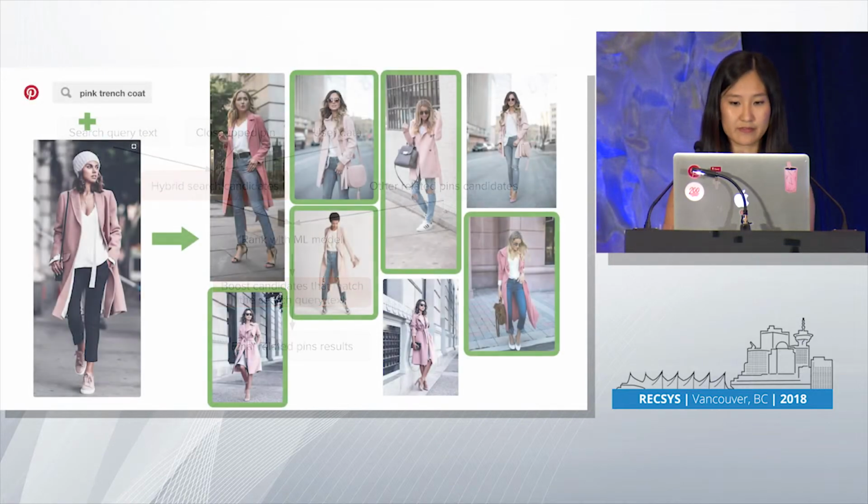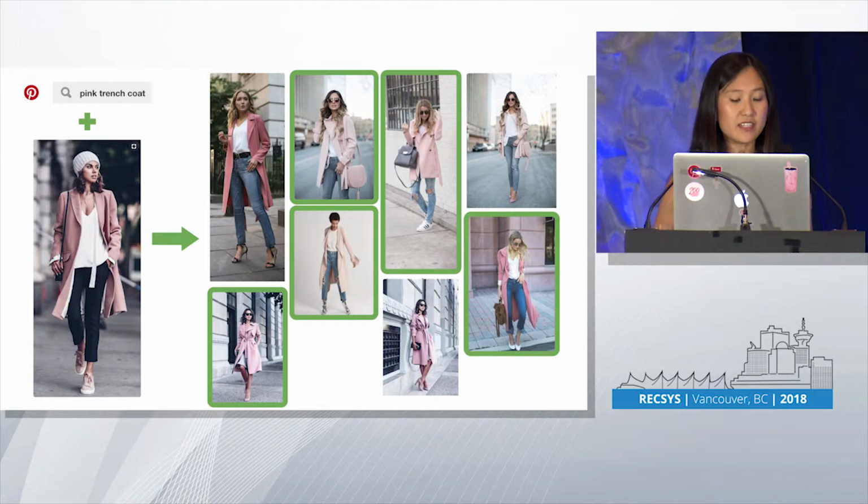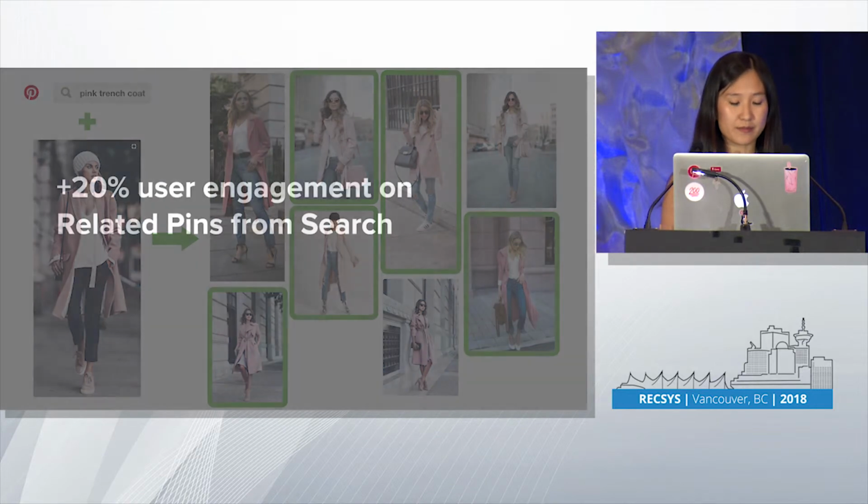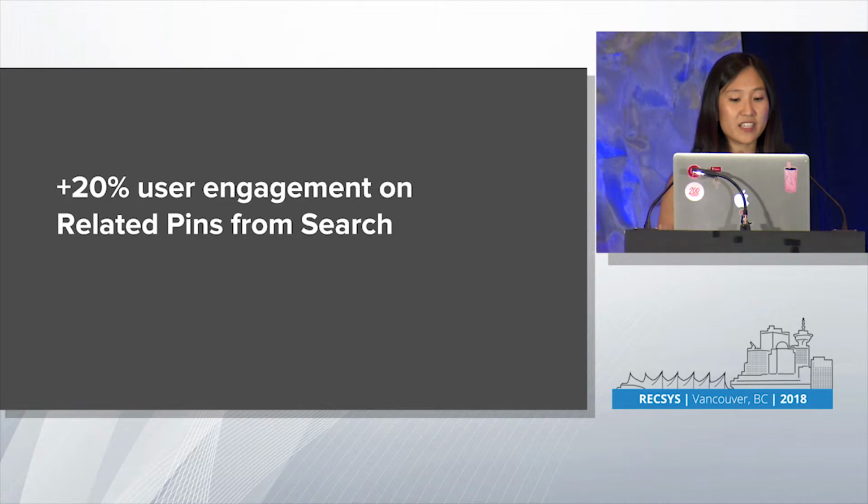As you can see in this final example, the top results are now tailored to both the close-up pin and the search query. Compared to before, where half of the top results did not contain a pink trench coat, all of the top results now contain a pink trench coat. For a user with focused intent, this provides a much better user experience. These gains were reflected in our experiment metrics as well, where we saw that user engagement for related pins coming from search improved by 20%. This shows us how impactful it is to take user context into account when generating recommendations.